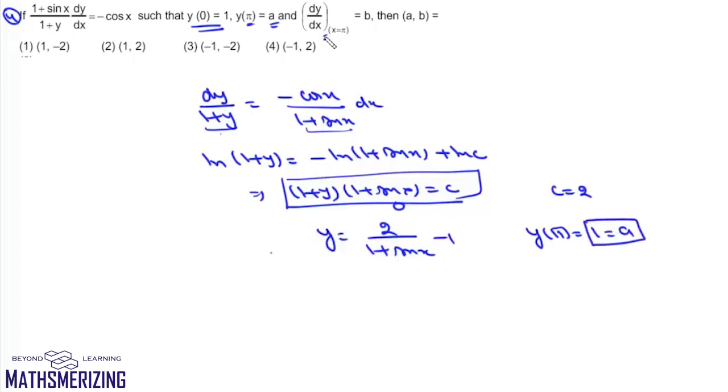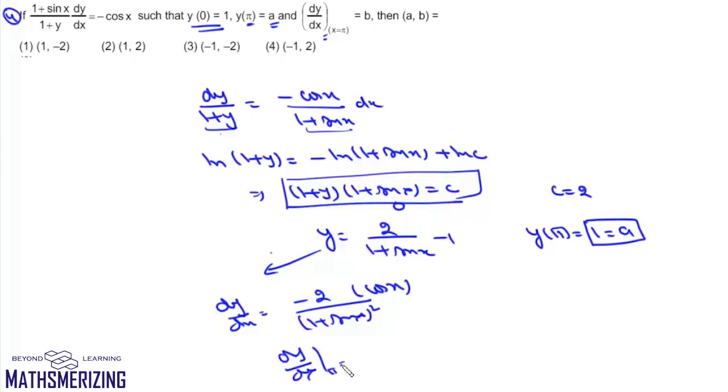Now we'll also need to find derivative of this function at pi. So we'll differentiate, we'll get dy by dx equals minus 2 upon 1 plus sin x whole square, and derivative of sin x is simply cos x. Now we'll find dy by dx at pi. Now cos pi is minus 1, so it will be 2 and then 1. So this is 2 and that's your b. So value of a is 1 and value of b is 2, and that should be your second option.